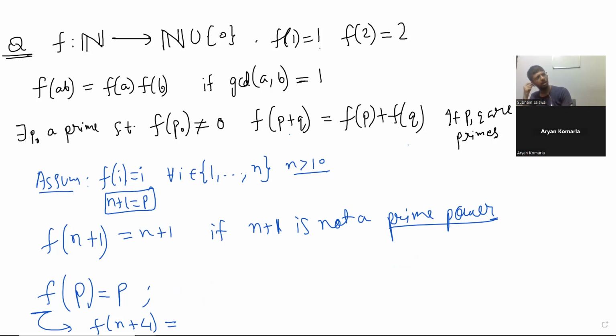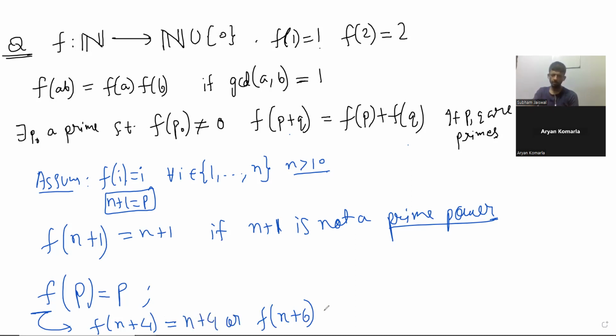So they have to be powers of 2. But powers of 2 can't be separated by 2 if n is greater than 10. Correct. So either you take n plus 4 or you take n plus 6. Then we can show that f of n plus 4 is n plus 4, or if it's a prime power, then n plus 6 is n plus 6.